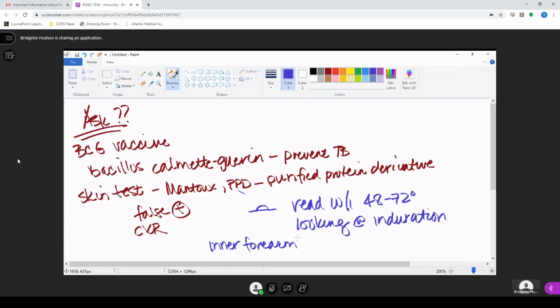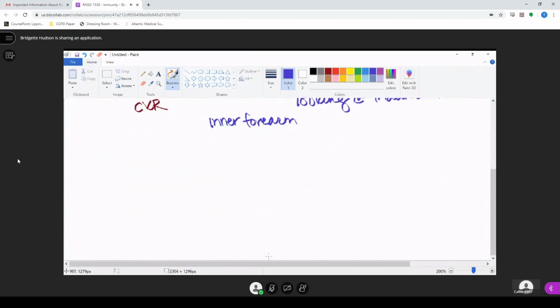So in your book, it talks about what a positive skin test would be. If it's greater than 15 millimeters, it's always measured in millimeters, this is considered positive for everybody, no matter who you are.